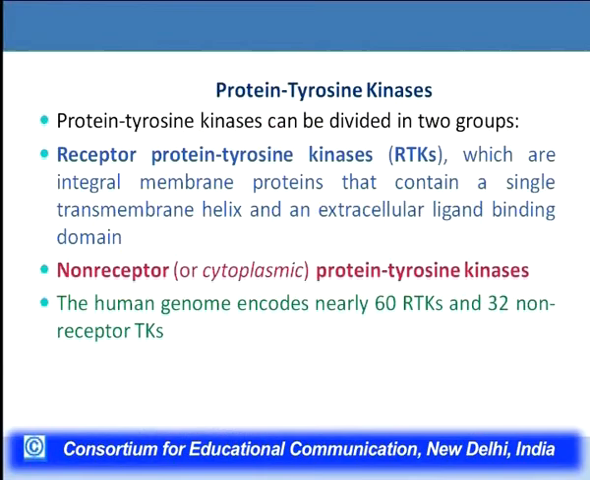Non-receptor protein tyrosine kinases are cytoplasmic protein tyrosine kinases, and they do not directly perceive the signal coming from outside. They will perceive the effector molecules which are produced in the cell after an external signal has been received by a receptor molecule. Now the human genome encodes nearly 60 RTKs, that is receptor tyrosine kinases, and about 32 non-receptor tyrosine kinases. So there are a varied number of functions for both receptor and non-receptor protein tyrosine kinases.